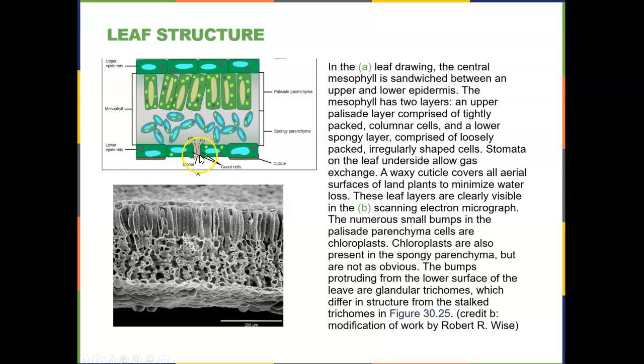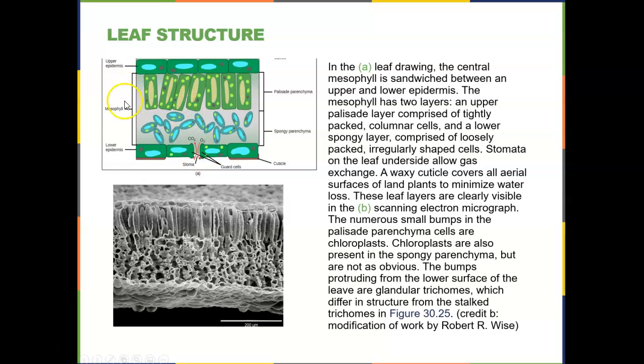Around each stoma, you will have two cells, two guard cells. When the stoma is opened, this allows for the exchange of gases. Carbon dioxide in, which is needed for photosynthesis. Oxygen out, which is a waste product of photosynthesis. Also, not shown in this picture, but water vapor can move in and out of these stoma as well.